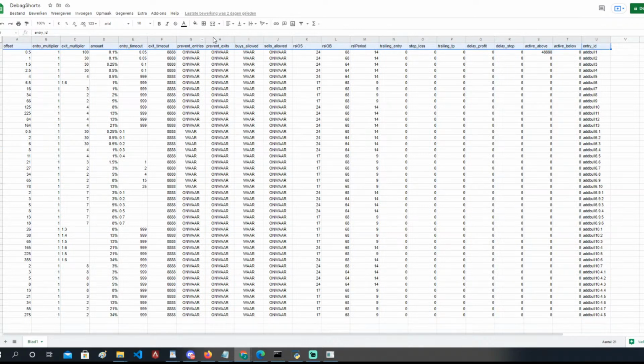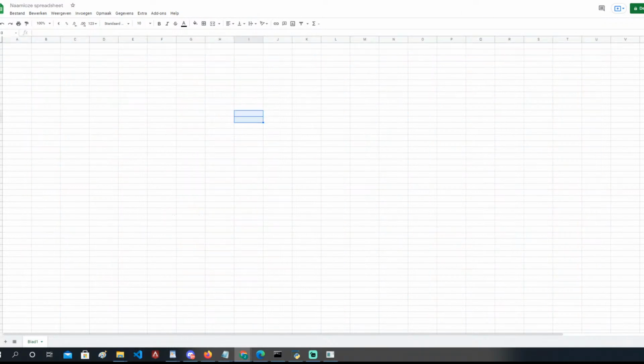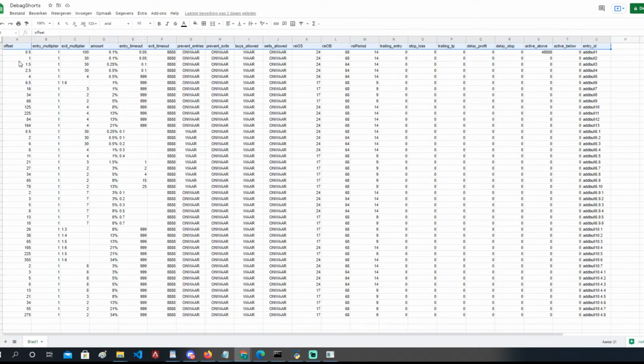Okay, so we have the debug short here. We copy over the first row so that we have all the names of the settings. That's the first thing you have to do if you want to create your own table. What I like to do is also take one setting row over so that you have the true and false statements.